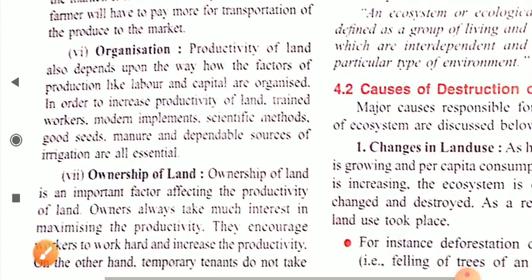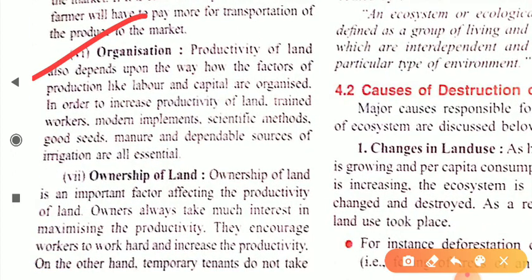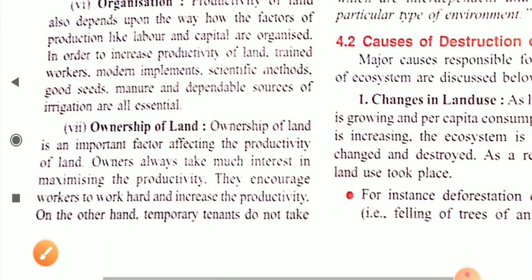Okay, next is organization. Productivity of land also depends upon the way the factors of production like labor and capital are organized. You have two factors of production, labor and capital. You use these factors of production on land so that you can produce goods and services, so that you can produce wheat, rice and all the food grains. If the combination of labor and capital is organized in an effective manner, you can produce good or fine quality of food grains. And if the combination of these two factors is not good, it simply represents your organization is not good, your management is not good. So that's why it definitely affects your production.